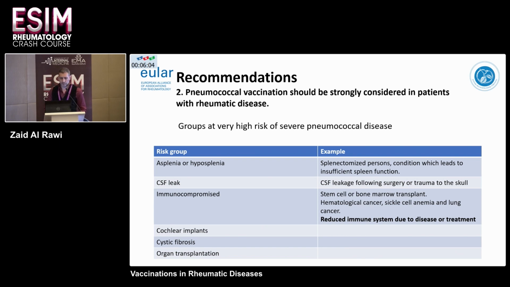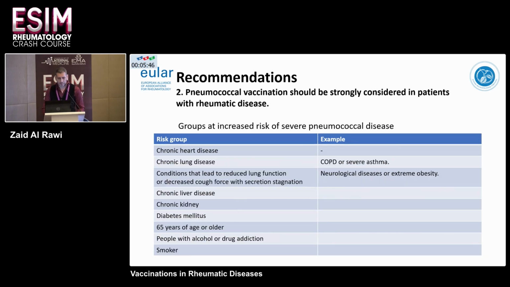As we can see, splenectomized patients, CSF leak after trauma, and then the immune compromised. Here we have our group, the reduced immune system due to disease or treatment. In our case, it's treatment mainly. Cochlear implants, cystic fibrosis, and organ transplantation also could be a cause. Before we had a very high risk, now we have increased risk of pneumococcal infection. These are the groups that can have it also.